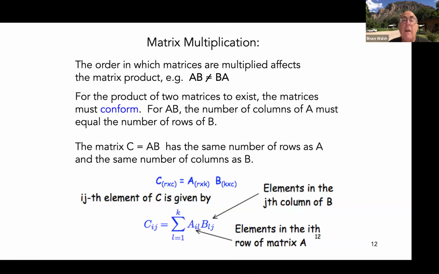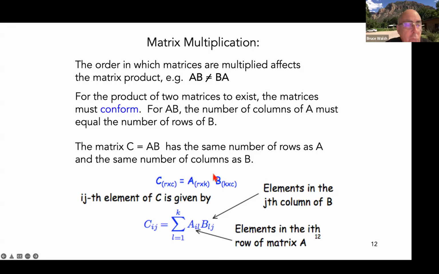If A is 3 by 2 and B is 3 by 2, I can't multiply those, even though they have the same dimension. Why? For matrix multiplication to exist, the matrices must do something called conform. It means the number of columns in the first matrix, A, that I'm multiplying must equal the number of rows in B. So if A is 3 by 2 and B is 3 by 2, you can't multiply a 3 by 2 times a 3 by 2. And we'll see how you can tell that in a second.